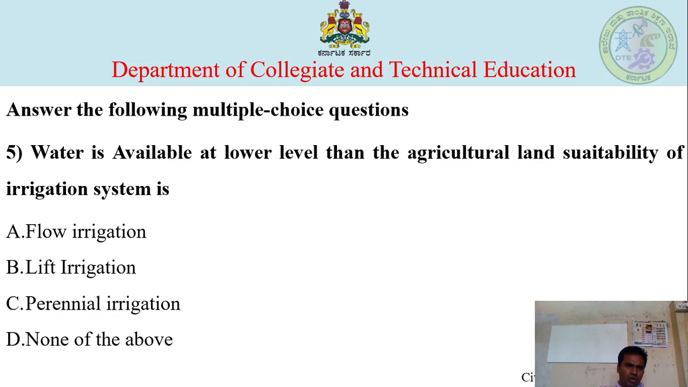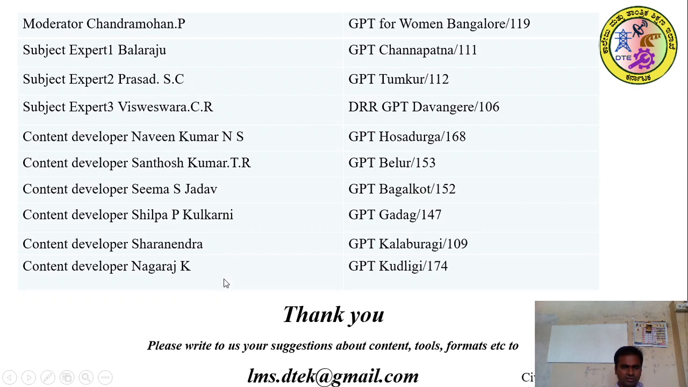Question number 5: water is available at a lower level than agricultural land. Suitability of irrigation system is flow irrigation. Next option is lift irrigation. Next option is perennial irrigation. Next option is none of the above. Option B is the answer, means lift irrigation.